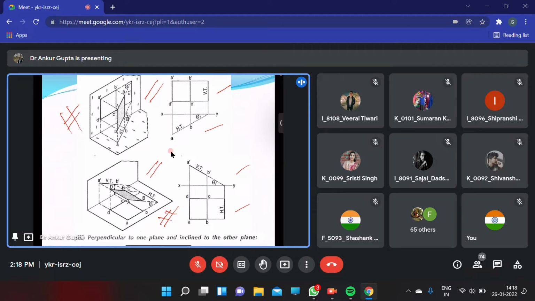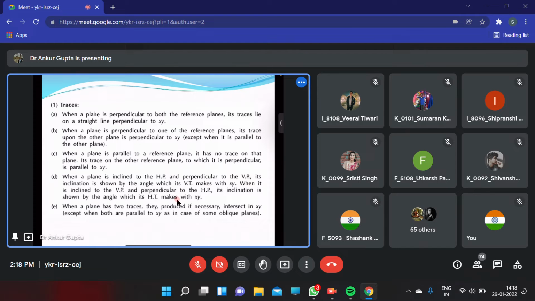Which plane? Horizontal or vertical plane? Okay. अब मैं इसको अगर यहाँ से झुका दूँ इस side, if I turn it like this, then it will be inclined to horizontal plane as well as vertical plane, isn't it? Yes, sir. So that will become a case of plane inclined to both the planes.